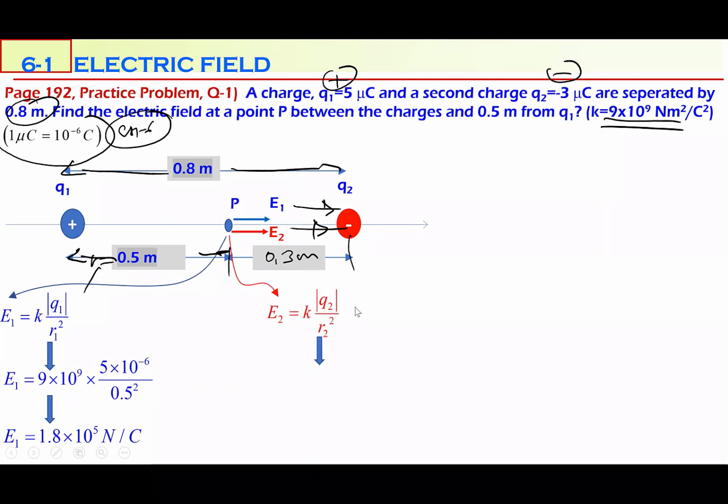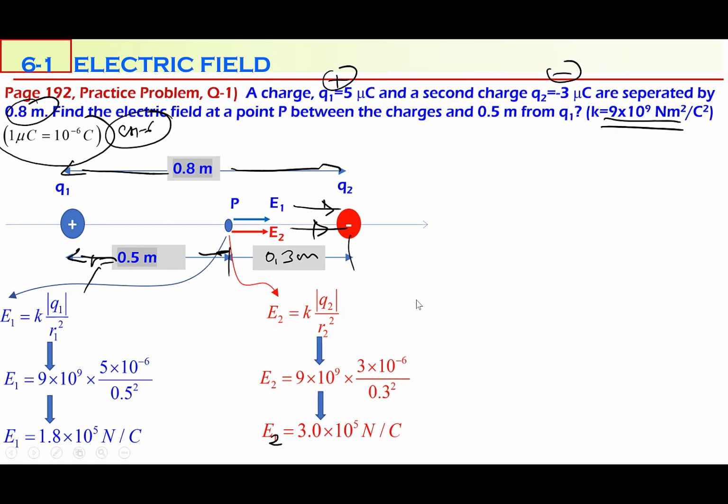Then I'm going to use the equation again, E2, taking Q2 over R2 squared this time. Q2 is 3 microcoulomb, so I will multiply it by 10 to the power of negative 6. R2 is 0.3 meters, just write it into the equation. And after that, calculate what E2 is. We got it. E2 is 3 times 10 to the power of 5 newton per coulomb.